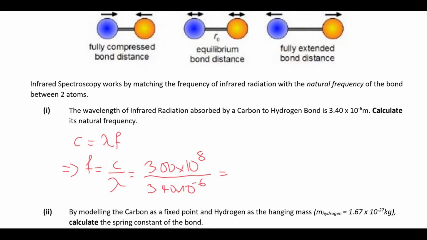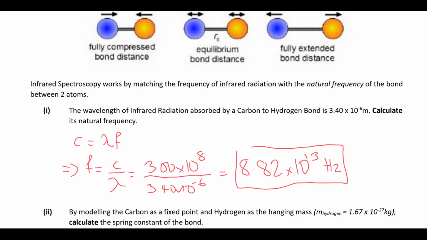3 times 10 to the 8 divided by 3.4 times 10 to the minus 6. What we get is 8.82 times 10 to the 13 hertz. So that's the frequency of the infrared, which will correspond exactly to the frequency of the bond.